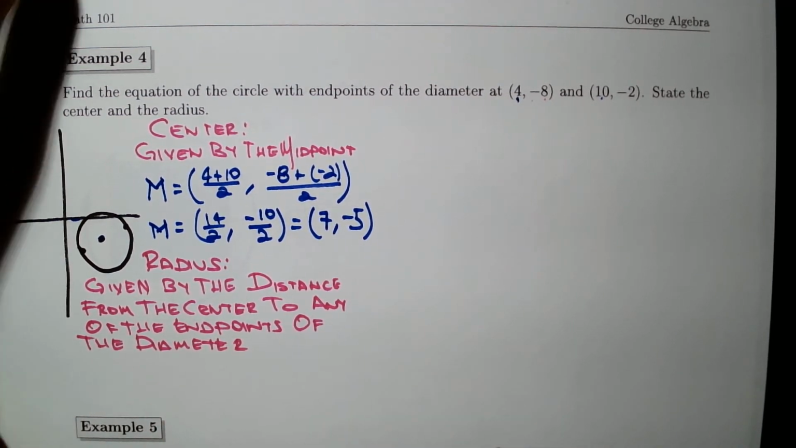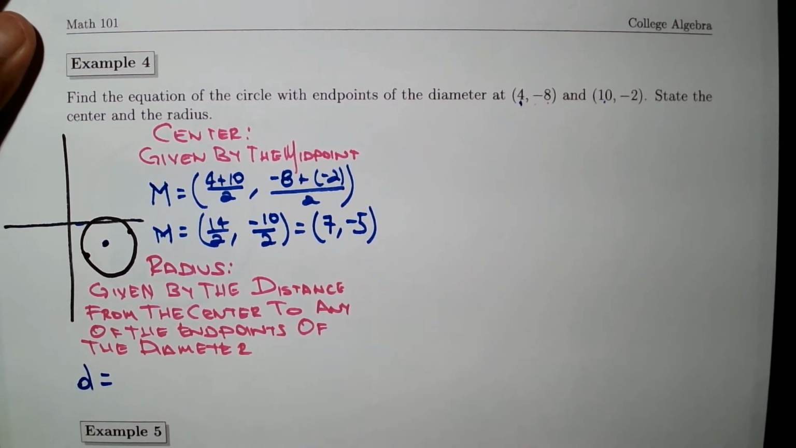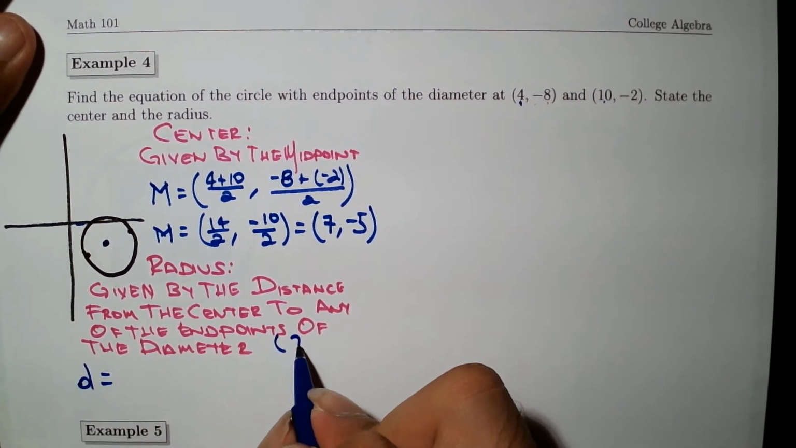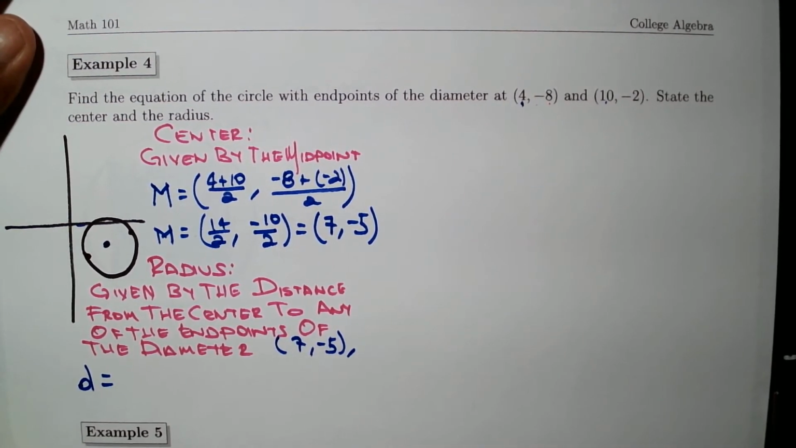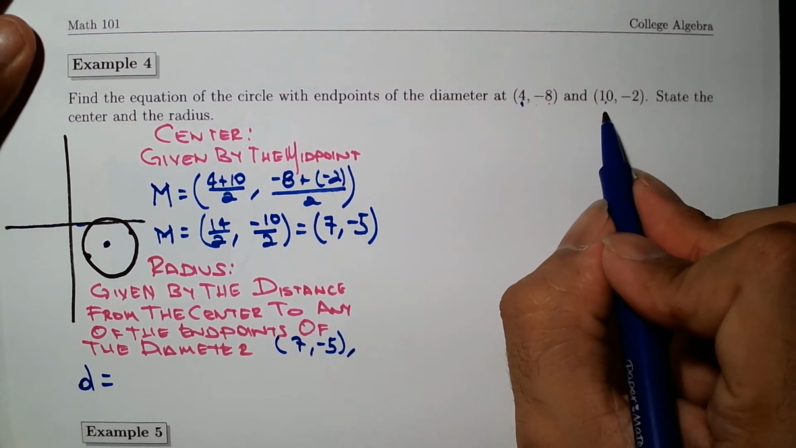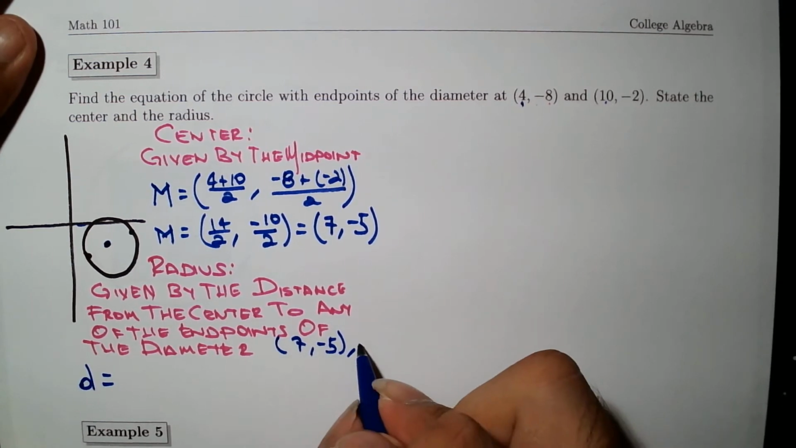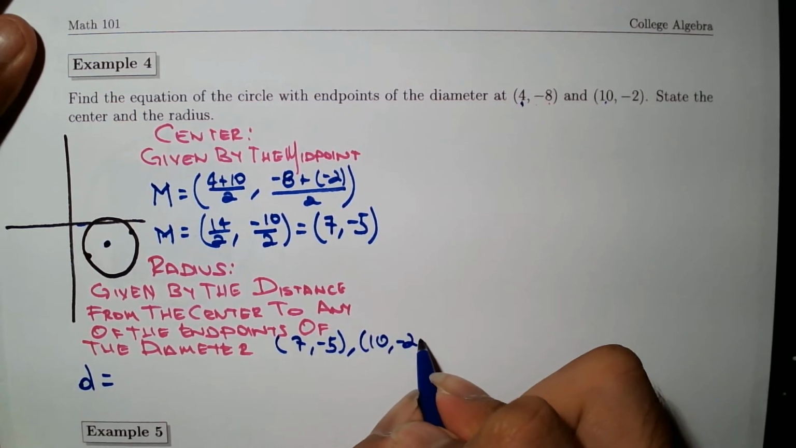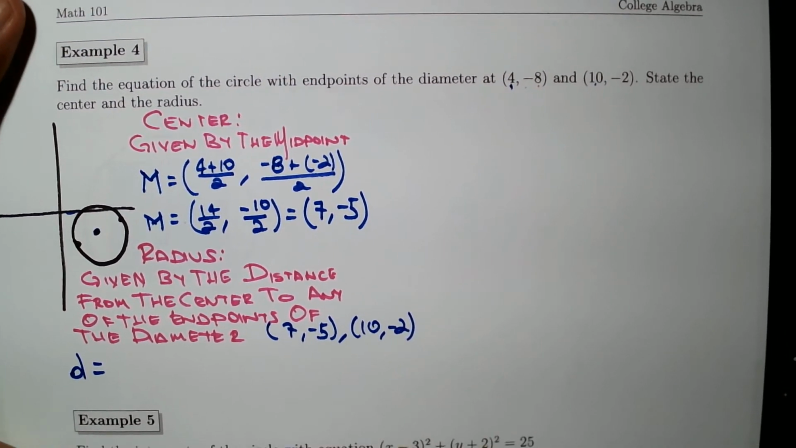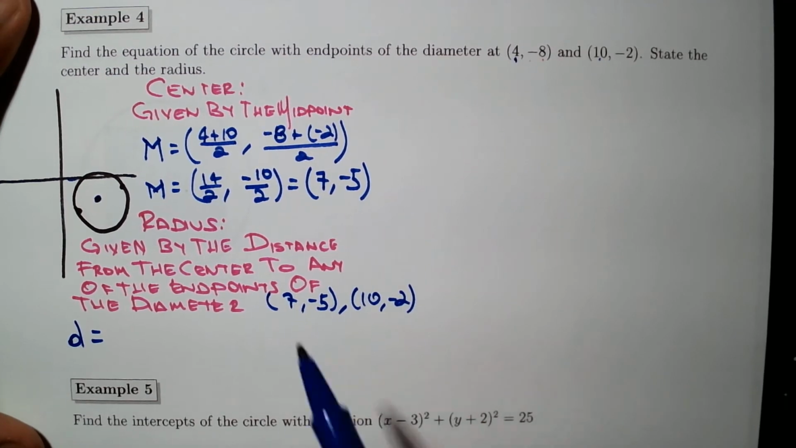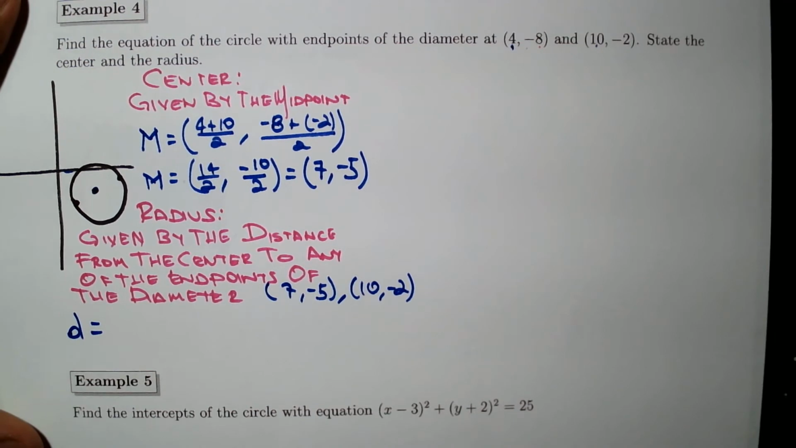And I'm going to do that here. So I'm going to find the distance between the center, that's going to be the point (7, -5), and any of the points. So I'm going to use, let's see, which one is better. I'm going to use (10, -2). You could use the other, (4, -8), but it's your choice. You should get the exact same number, because again, this point comes from using these 2 points as endpoints of the circle.